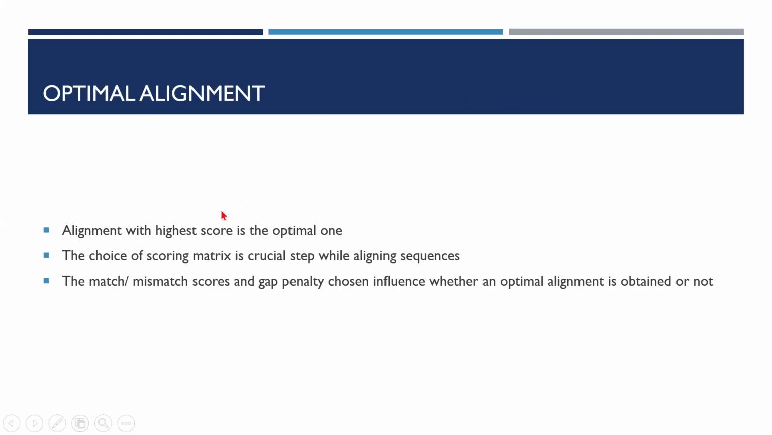So in continuation with that, the alignment with the highest score is the optimal one. The choice of the scoring matrix is a crucial step while aligning the sequences, because the match or mismatch scores and the gap penalty, whichever are chosen in the scoring matrix, influence whether an optimal alignment is obtained or not.